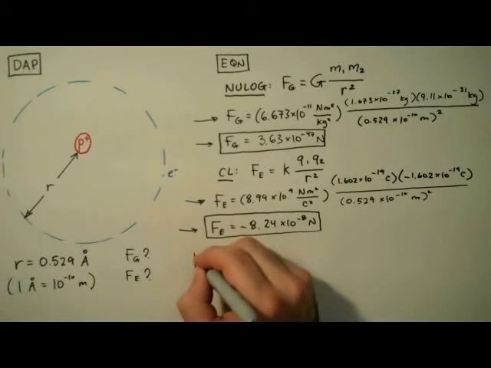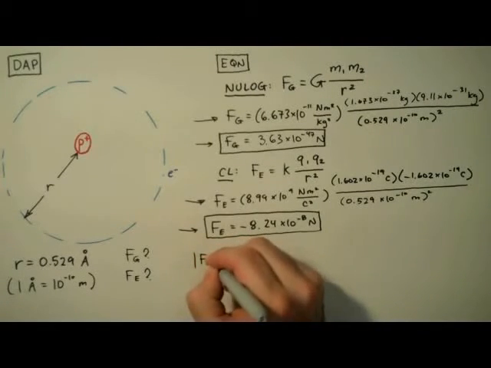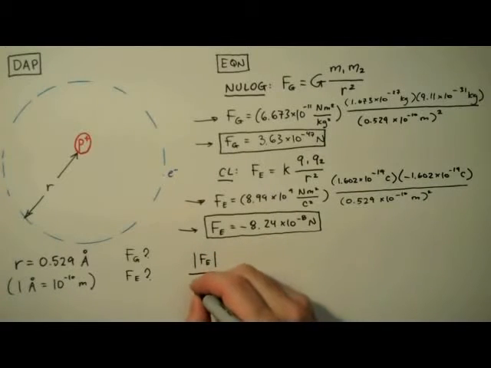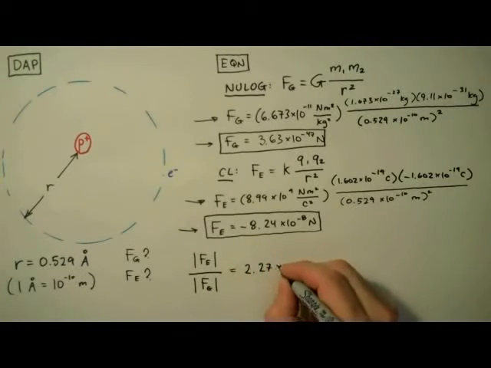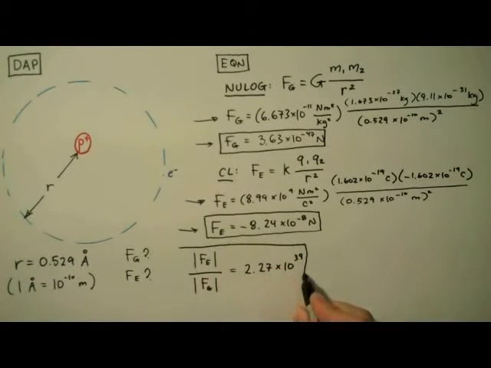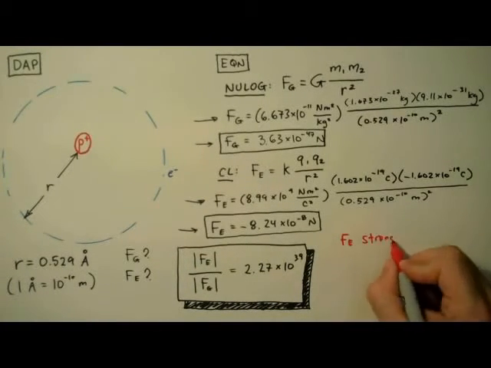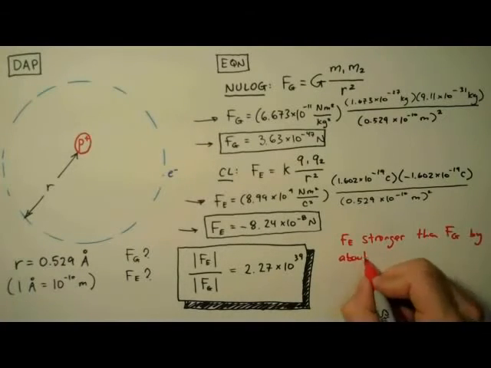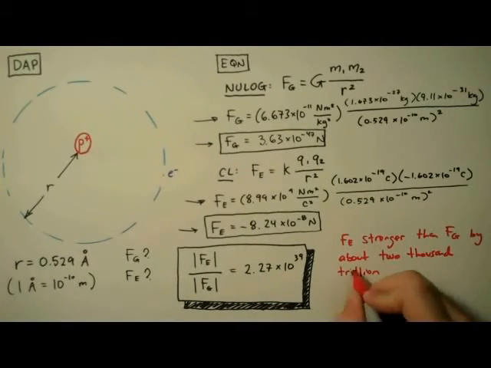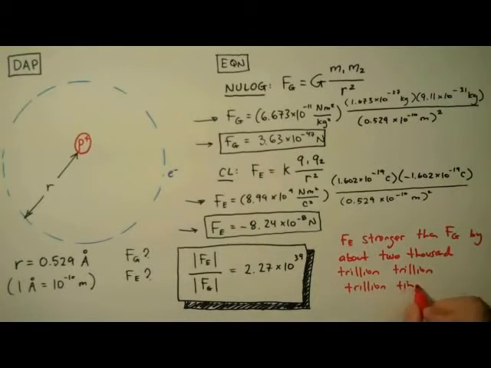Now, to compare these two forces, we're going to use a ratio of Fe to Fg. But before we do, we need to take absolute values because one of them's negative. When we do, we get 2.27 times 10 to the 39th. Leaping leptons, that is a big number. What does it mean? It means that the electric force is stronger than the gravitational force by about 2,000 trillion trillion trillion times. Think about that next time you get static cling.